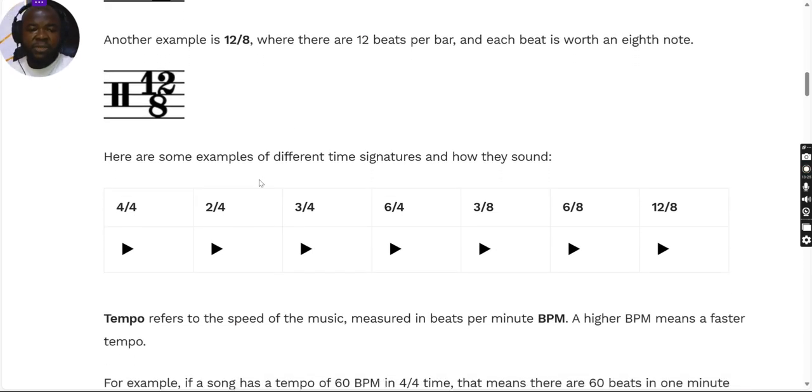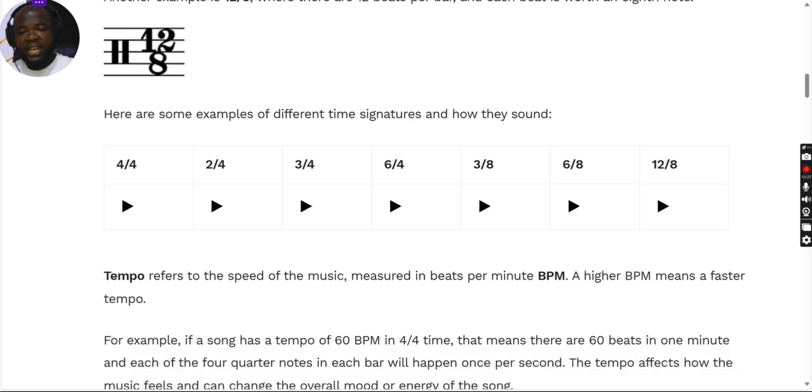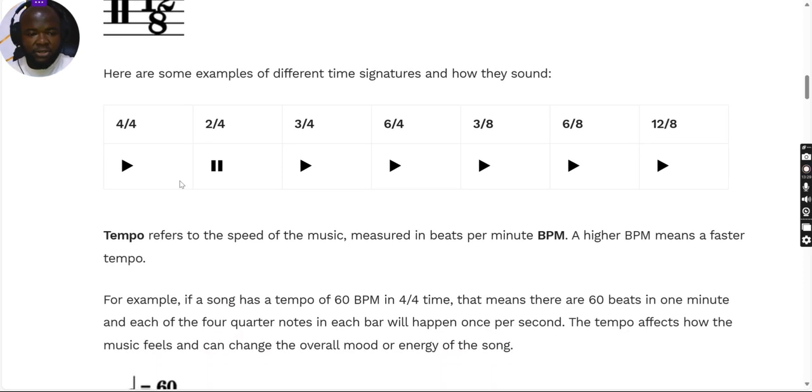Here there are some examples of different time signatures and how they sound. So let's take a look. You could see one, 2, 3, 4, 1, 2, 3, 4, 1. Meaning you have a full rhythm in a bar. Most times, every time, you should have a full rhythm in a bar.